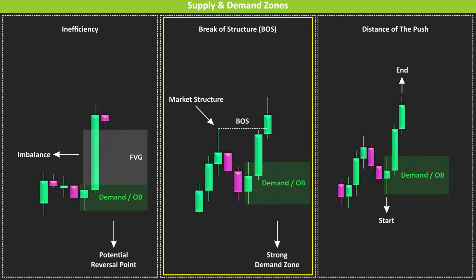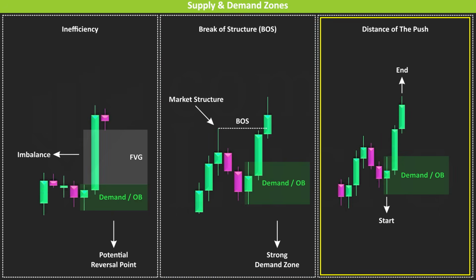A fair value gap suggests that price moved too fast and did not spend enough time trading through certain levels. Because of that, price may return to those levels later, making the demand zone that created the gap an important area to watch. A break of structure happens when price breaks a recent market structure level to the upside in a bullish scenario. This shows that buyers are still in control and that the current trend may continue. The distance of the push refers to how far price moves away from a zone before returning to it. The farther price travels away from the zone, the stronger the rejection is usually considered, which can make that zone more reliable. By combining inefficiency, break of structure, and push distance, you can identify stronger supply and demand zones and focus on higher probability trading opportunities.